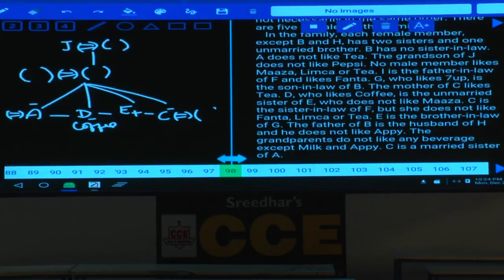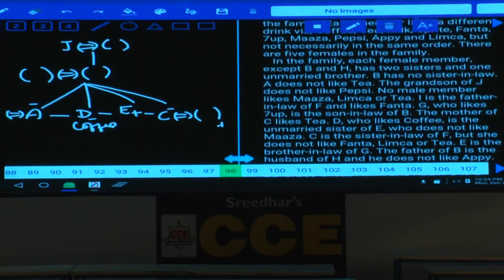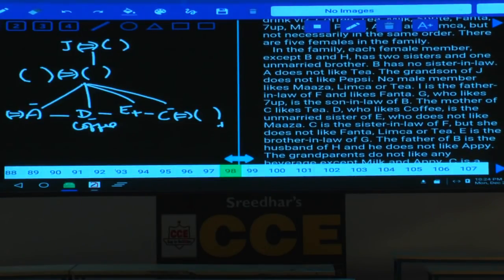A and C are respectively married to F and G in any order. Now we need to find out who is married to A and who is married to C. F and G are the husbands of A and C in any order. Then in the family, each female member except B and H, who are the remaining three females? A, D and C. Each one of them has two sisters and one unmarried brother.